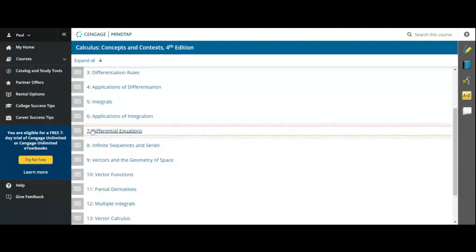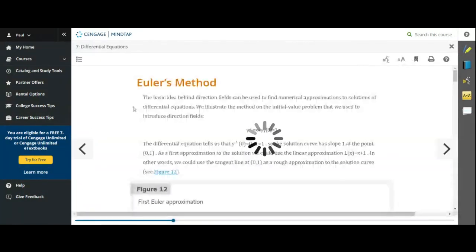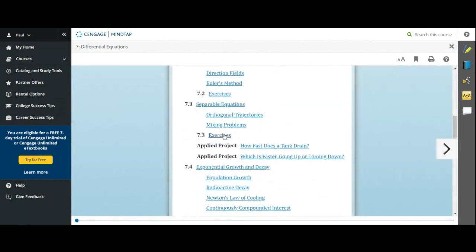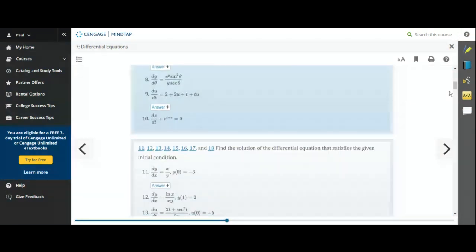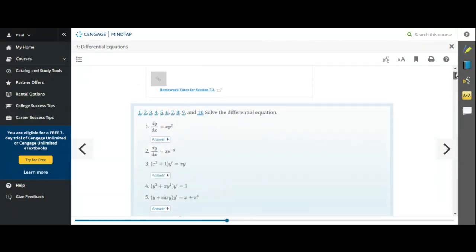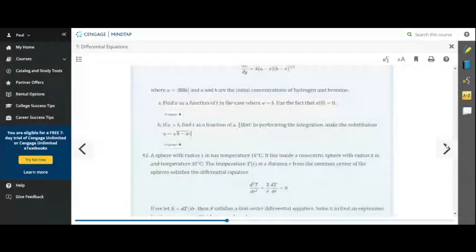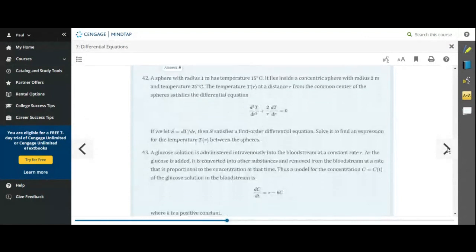So click on chapter 7. Okay, 7.3, exercises. Okay, and hopefully it's exercise 42. It is. Okay, so now you can keep this in your web assignment, you can keep this example out in front of you.